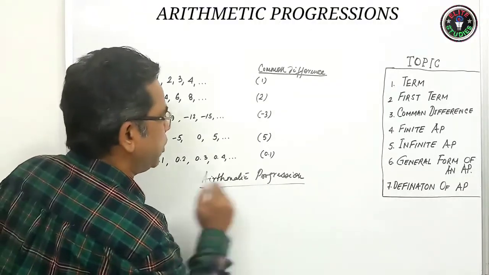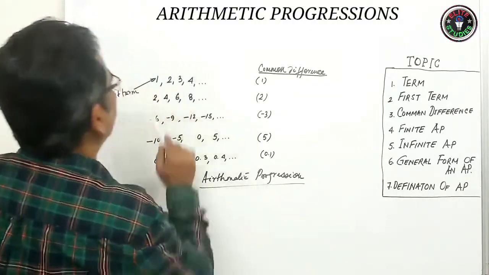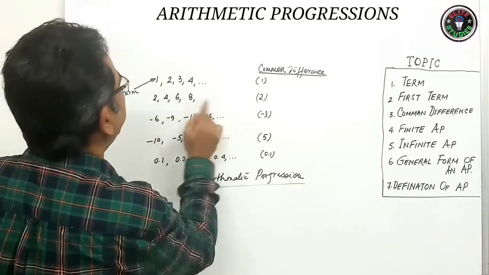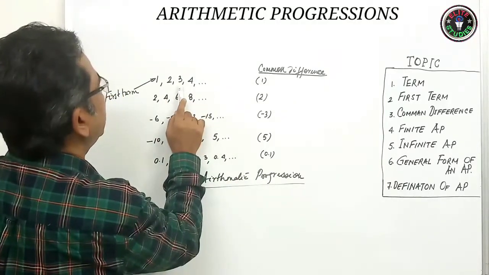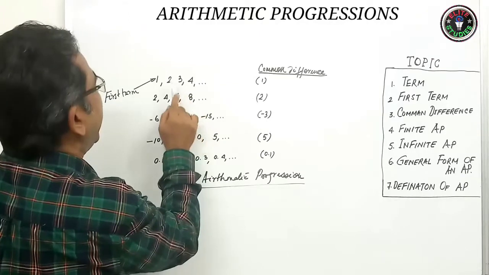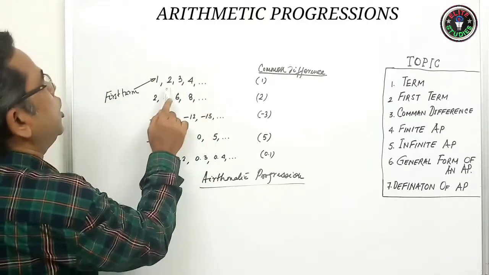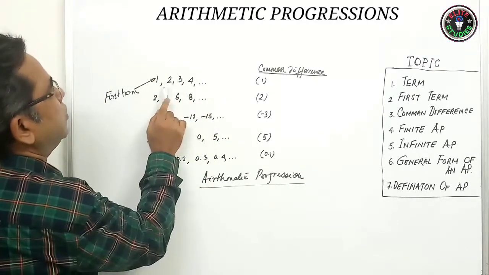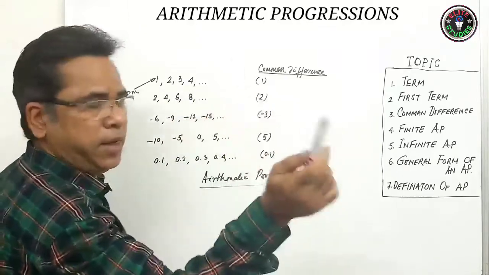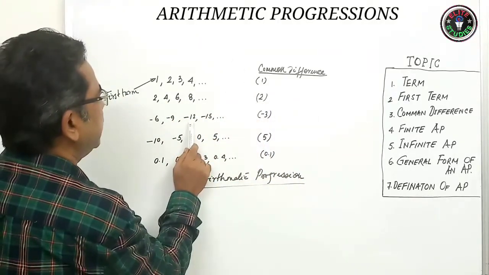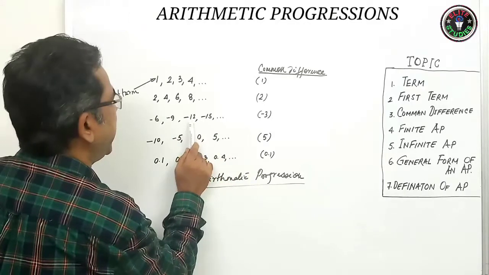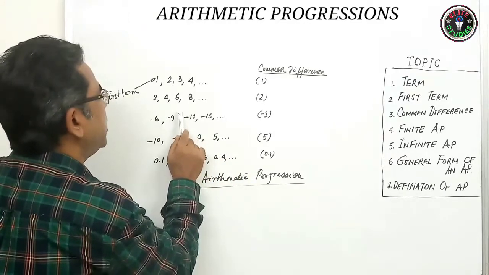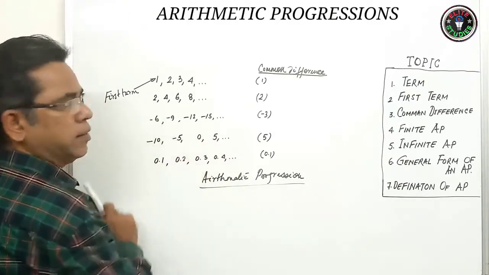In arithmetic progression, what do we do? There will be a series in which each number will be obtained by adding a fixed number to the preceding one. Each number, I will again repeat, each number in this list will be obtained by adding a fixed number to the preceding one.